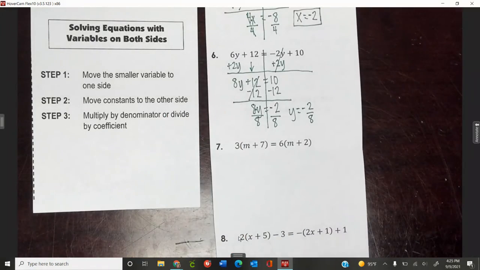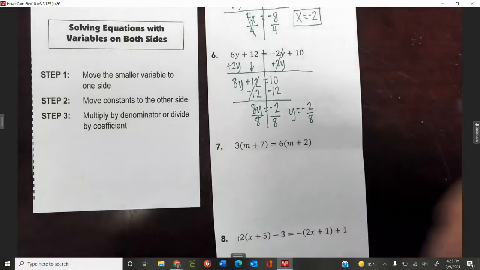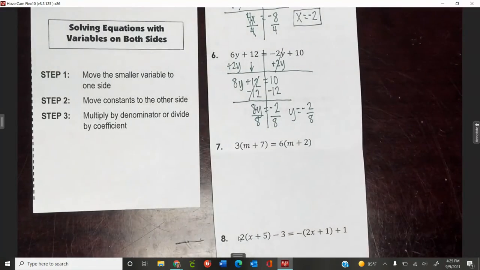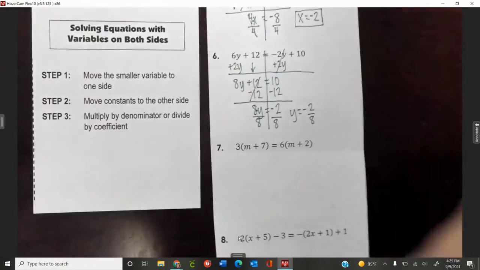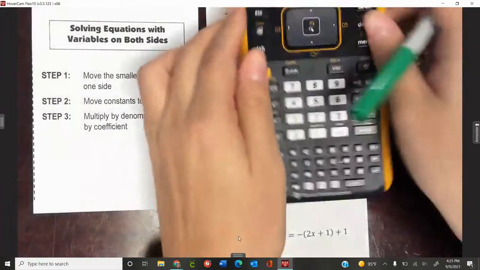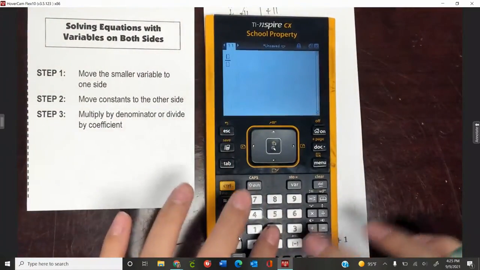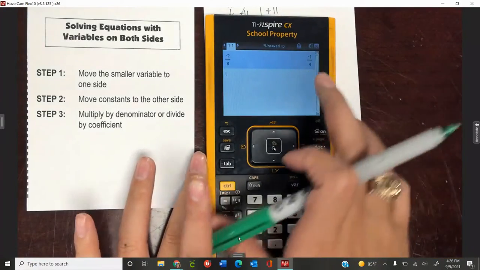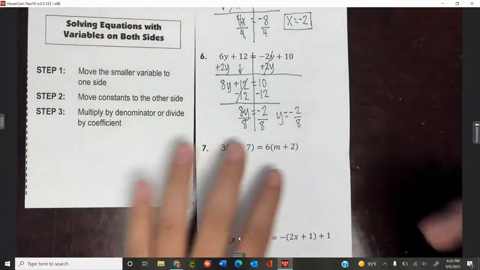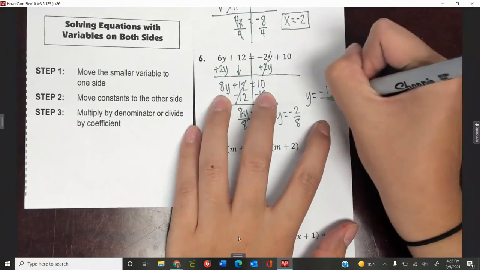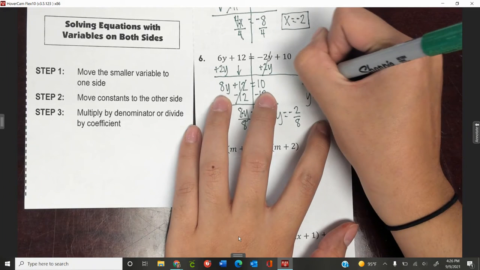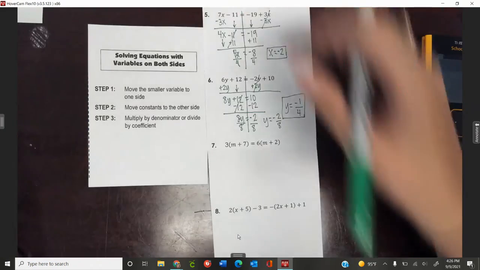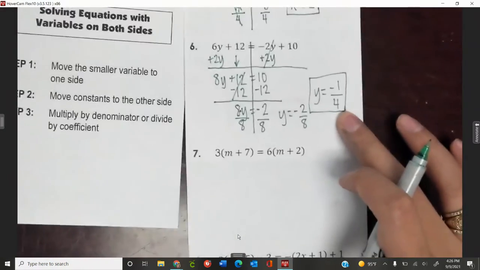But whenever you do have a fraction as your answer, you need to put that in your calculator to simplify. So opening up your calculator, you're just going to type in control divide, negative 2 on the top, and then 8 on the bottom. And here it simplifies to negative 1 over 4. So here, y equals negative 1 over 4. Whenever your answer choice is a fraction, you need to make sure it is simplified. So again, you're left with y equals negative 1 over 4.